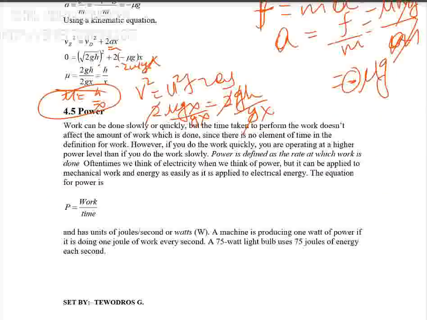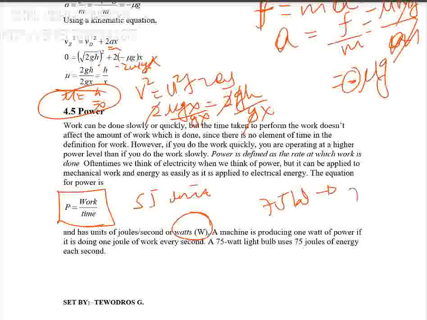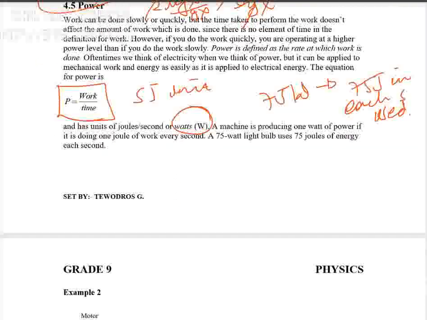And the other thing is power. As you know, power is the rate of doing work, and it's calculated by using work done over time, and its SI unit is watt, symbolized by capital letter W. When we say 75 watts, it indicates that 75 joules of energy in each second is used. Therefore, power indicates the amount of energy used in a second, or the rate of doing work.